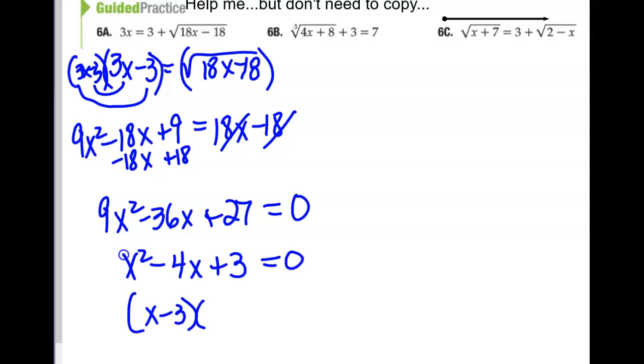X minus 3 and x minus 1. Does that work? X equals 3 or 1. Let's see if they both check. And you could graph to see if there's two solutions as well.